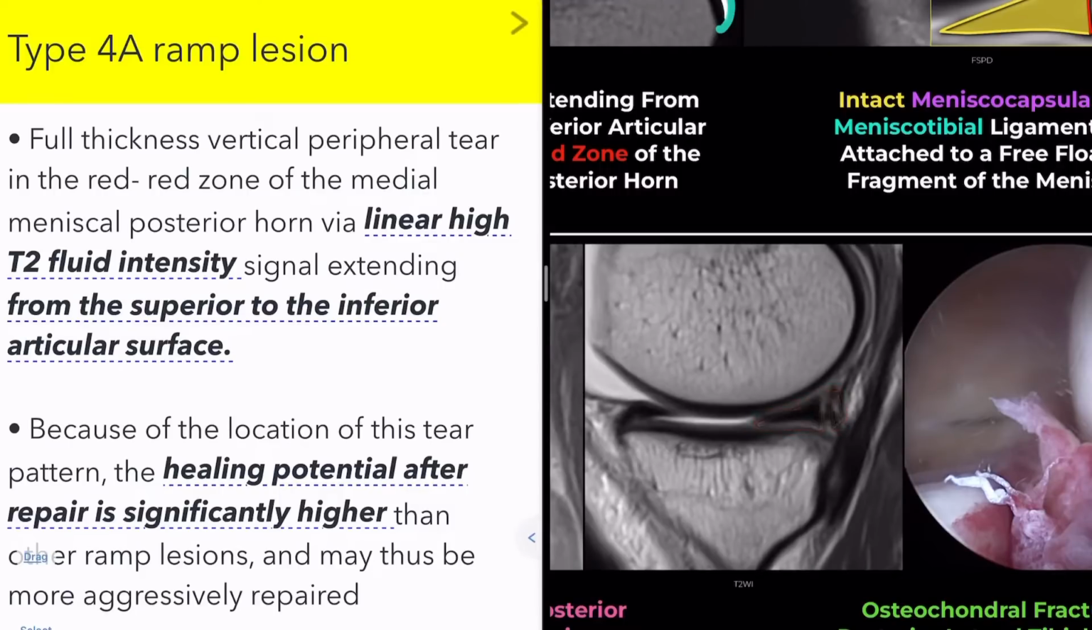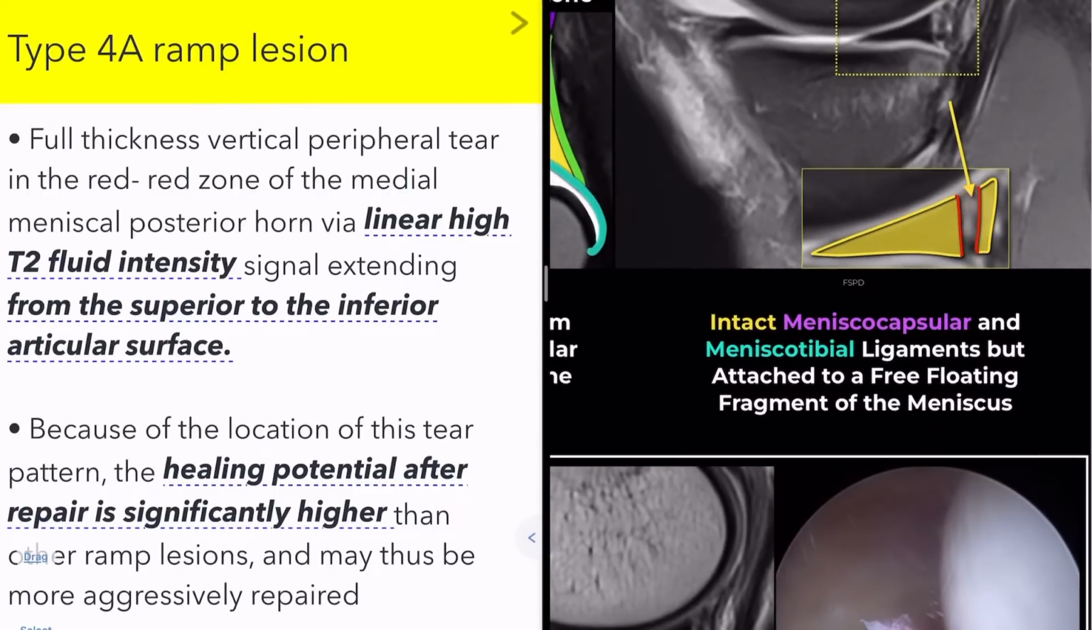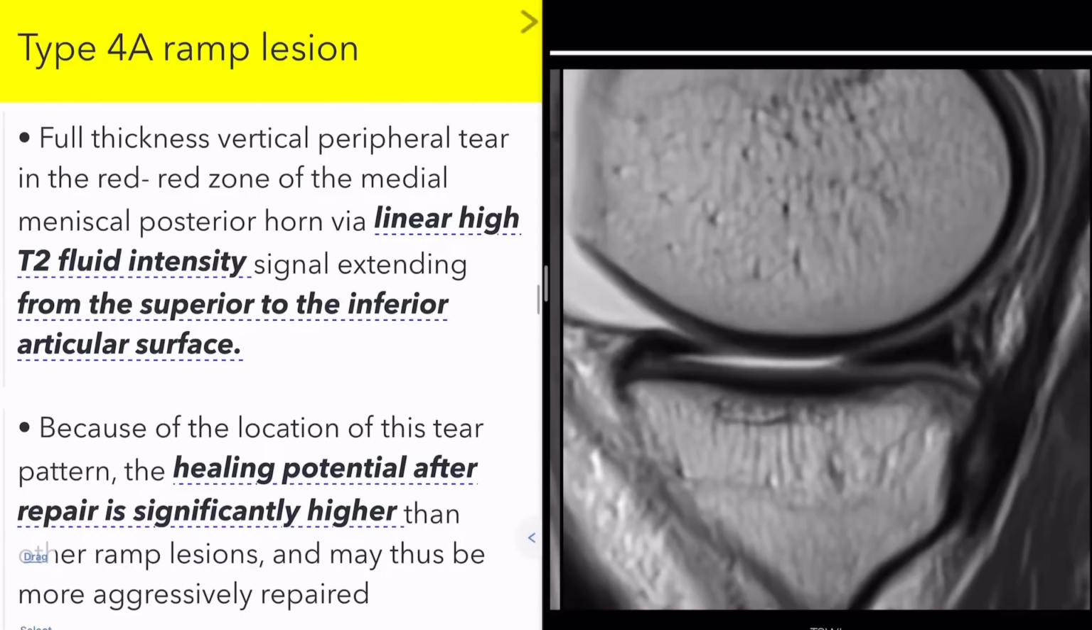Because of the location of this tear pattern, the healing potential after repair is significantly higher than other ramp lesions and may thus be more aggressively repaired. If the tear occurs on the far periphery of the meniscus, it is sometimes difficult to tell if it is a red zone tear or a meniscocapsular tear.